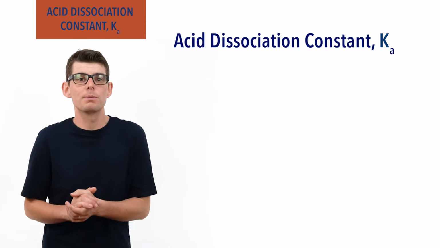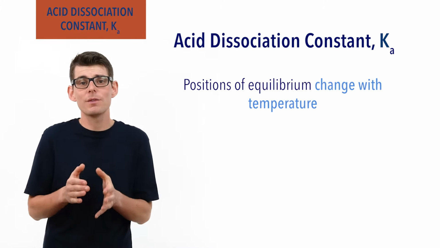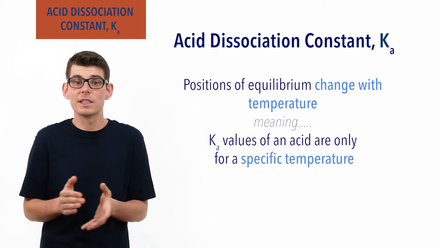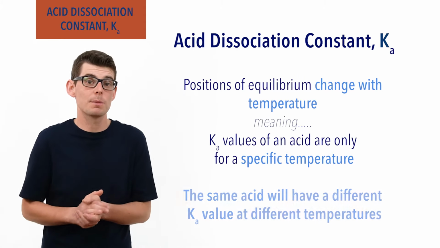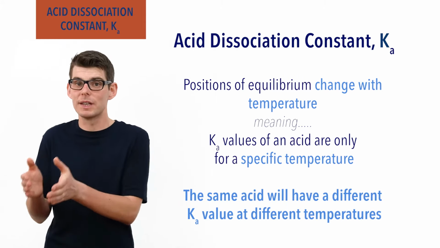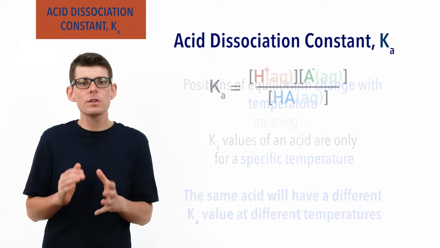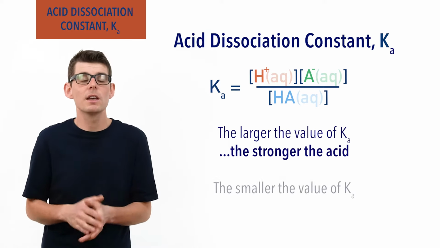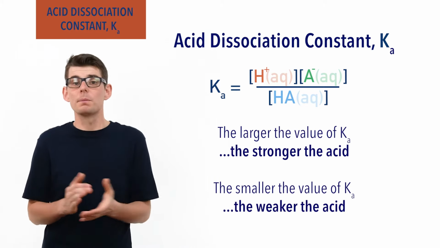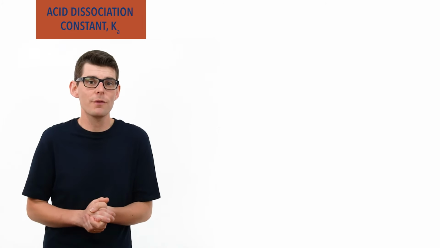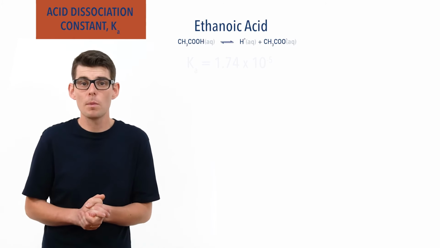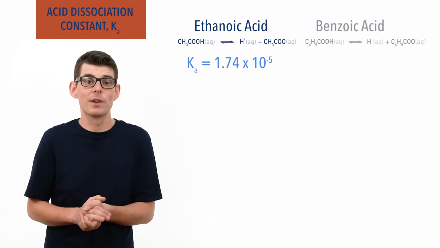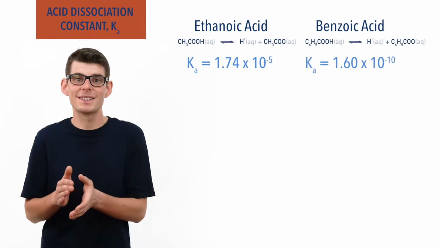As positions of equilibrium change with temperature, the Ka value of an acid is only relevant for a specific temperature. The same acid will have different Ka values at different temperatures. Ka changes with temperature. The larger the value of Ka of an acid, the stronger it is. The lower the value for Ka, the weaker it is. For example, at 298 Kelvin, ethanoic acid has a Ka value of 1.74 times 10 to the minus 5, and benzoic acid has a Ka value of 1.6 times 10 to the minus 10.